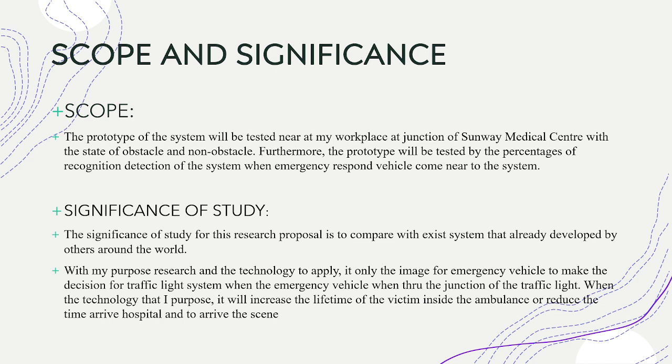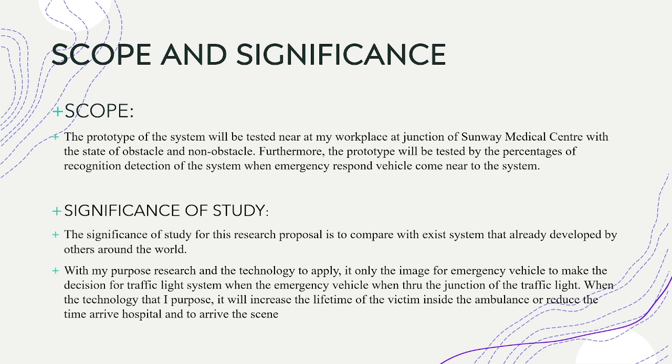Okay, next is scope and significance. Scope: the prototype of the system will be tested near my workplace, at the junction at Sunway Medical Center, with the state of obstacle and non-obstacle. Furthermore, the prototype will be tested by a percentage of regulation of the system when an emergency response vehicle comes near to the system.